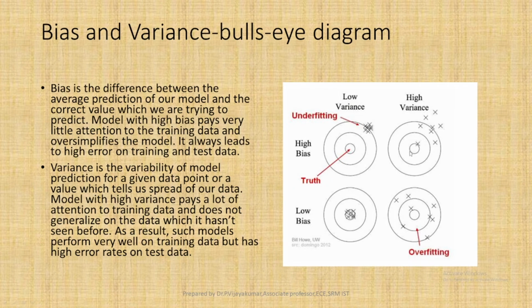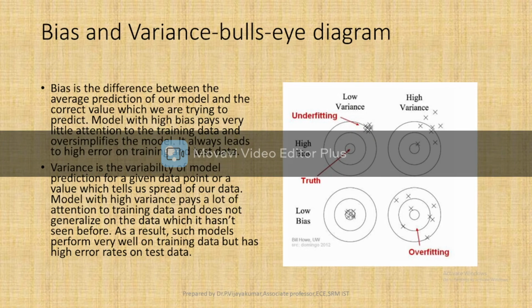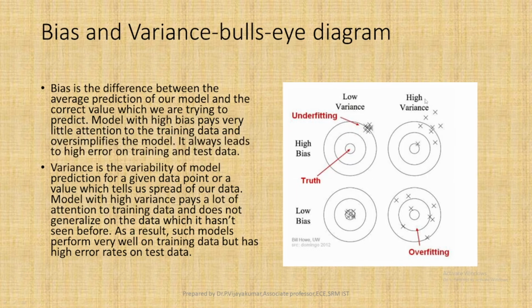The right corner quadrant is the case with high bias, high variance. Because of high bias, the data are far away from the truth value. Because of high variance, it is distributed over a very large space. So this is also a worst case. We don't have a perfect classification.